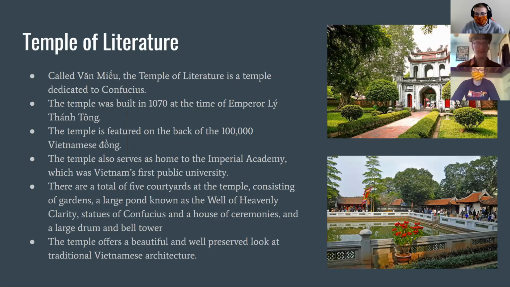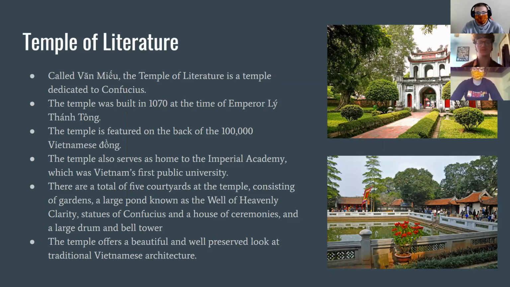One of Vietnam's most famous historical structures is that of the Temple of Literature. Traditionally called Van Mieu, the Temple of Literature is a temple dedicated to Confucius. The temple was built in 1070 at the time of Emperor Ly Thanh Tong. The temple is featured on the back of the 100,000 Vietnamese dong.